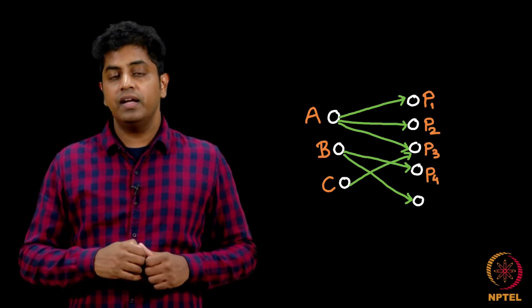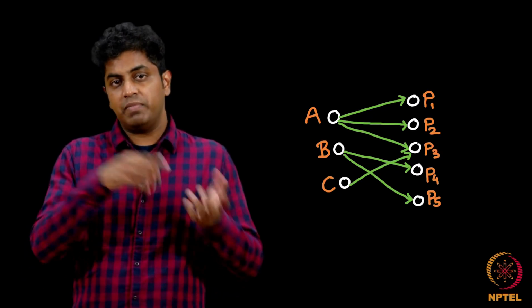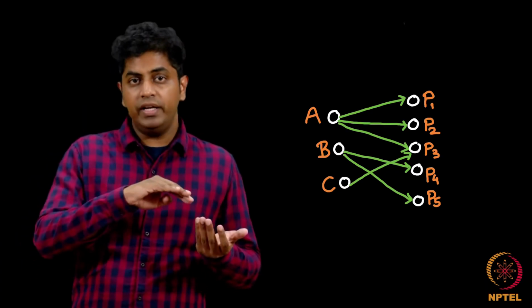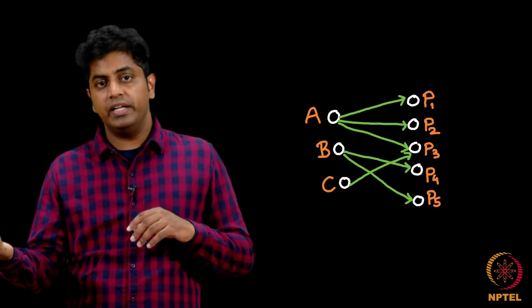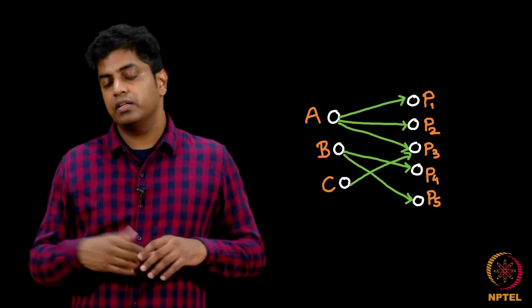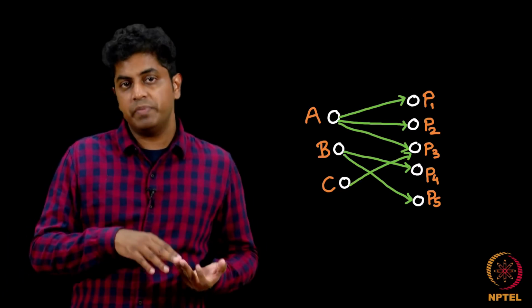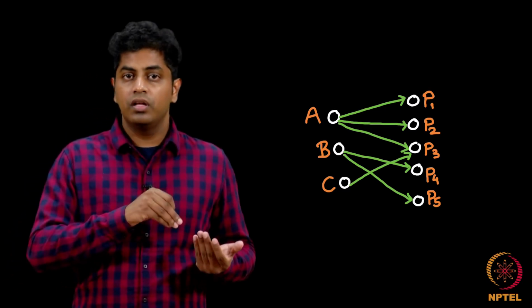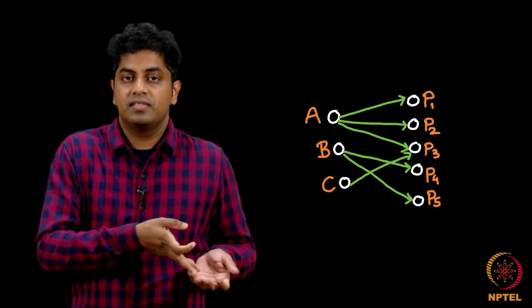So, as we saw, there is ABC this side and P1, P2, P3, P4, P5 this side. If A recommends a place on this side, A gets the points of the place that he is recommending. B gets some points based on the places that B recommends, and the places get points based on the points that B has, correct.